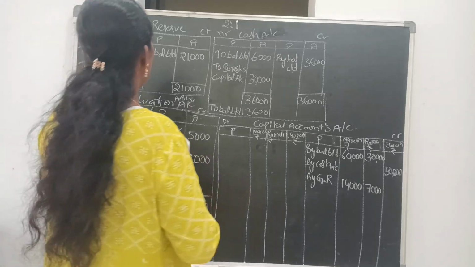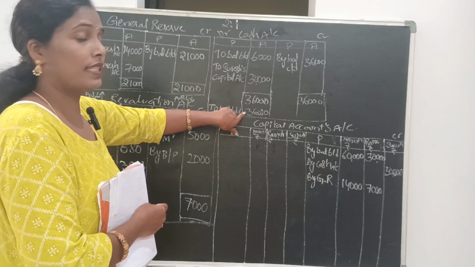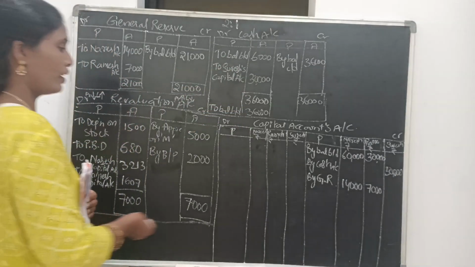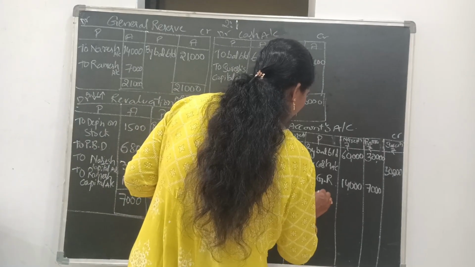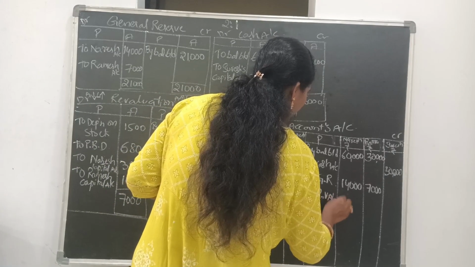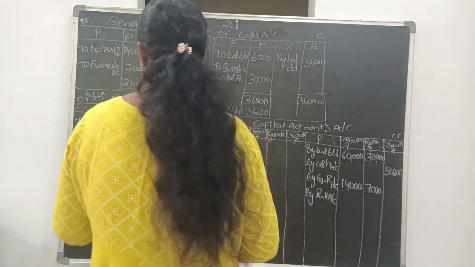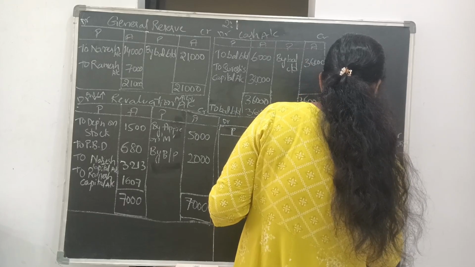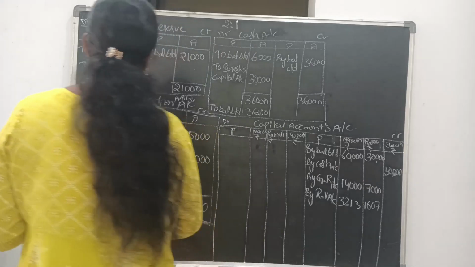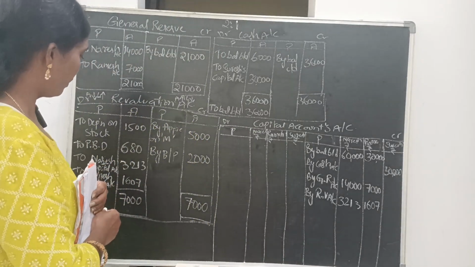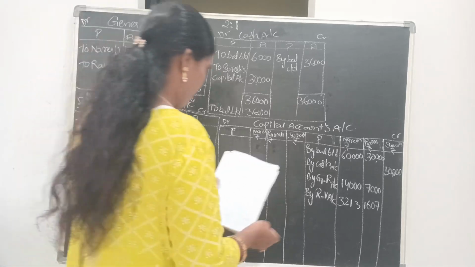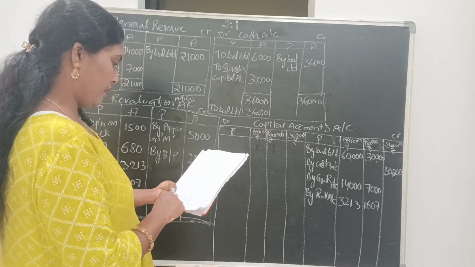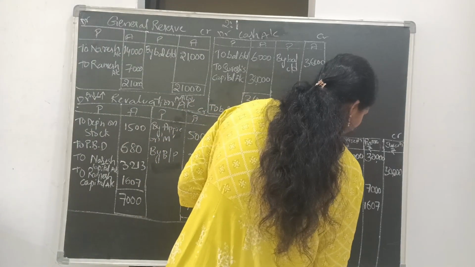And coming to the closing balance of cash, it is an asset, so we need to post it on the asset side. Coming to the revaluation account, by revaluation account. What is the amount? 3,213 and 1,607 is the revaluation profit of both the partners. Is there anything else? No. We need to close the account.